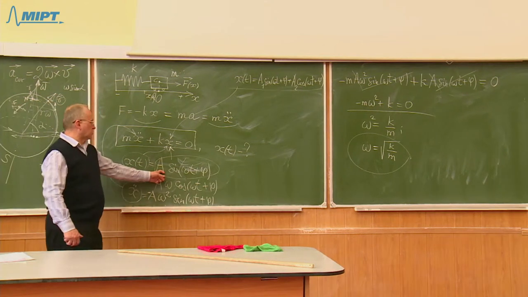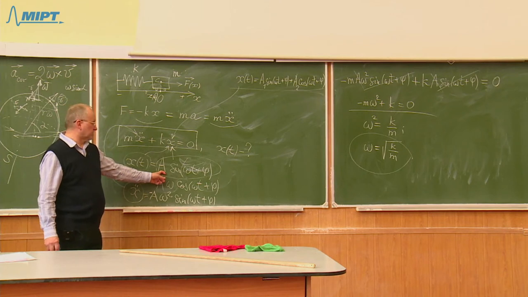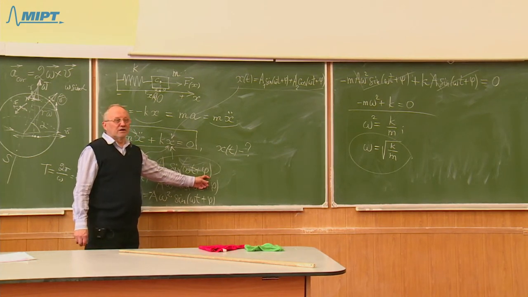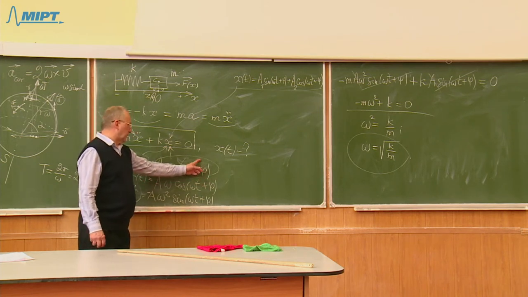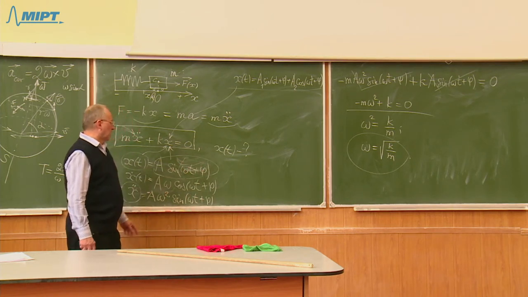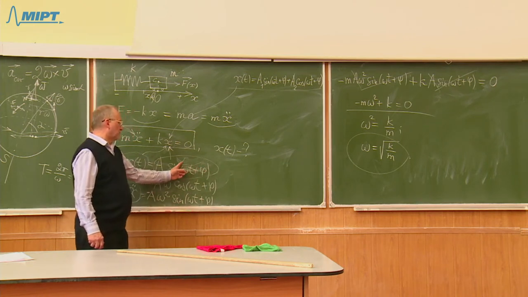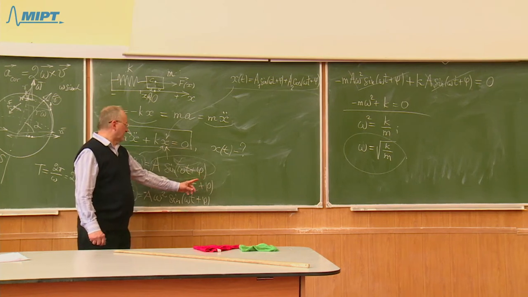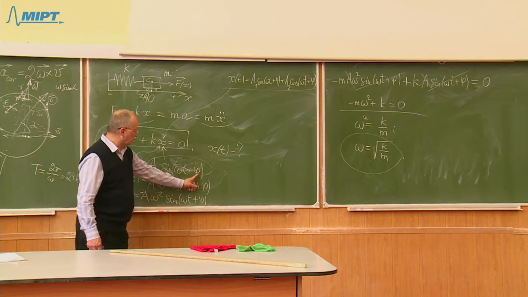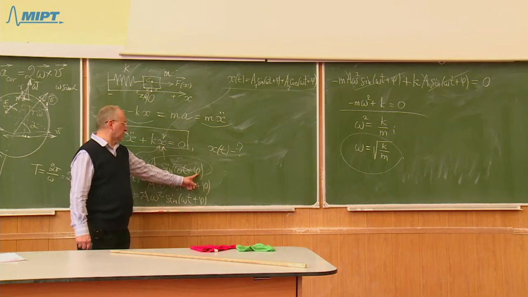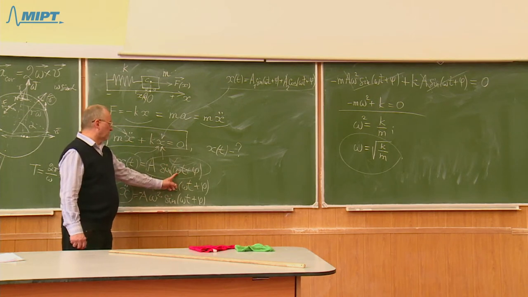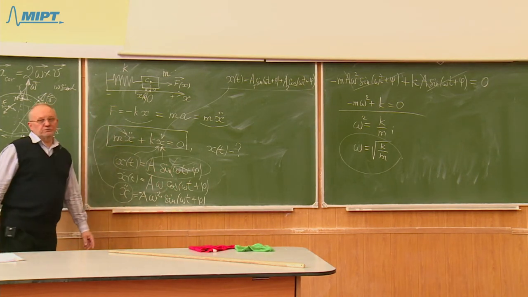So this coefficient A is called the amplitude of oscillations. Omega is the frequency of oscillations, and phi is the initial phase of oscillations. Why initial? Because actually the phase of oscillations is the argument which is here in the round brackets. That is called the phase of oscillations. But the initial phase will be obtained when time is zero, the initial moment of time. If time is zero, then the initial phase will be equal to phi. So phi is the initial phase. All the argument in the round brackets is called the phase of oscillations, and omega is the frequency, and A is the amplitude of oscillations.